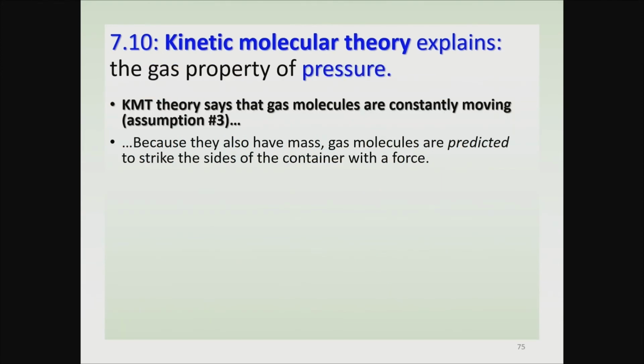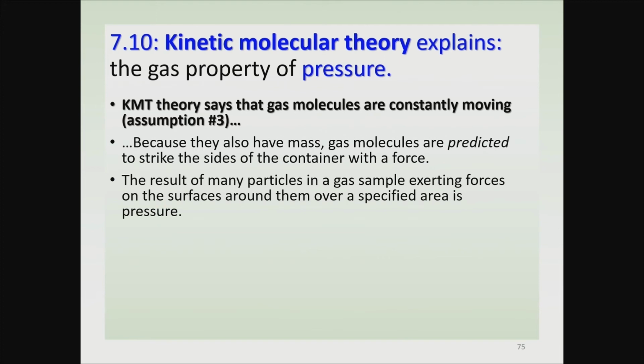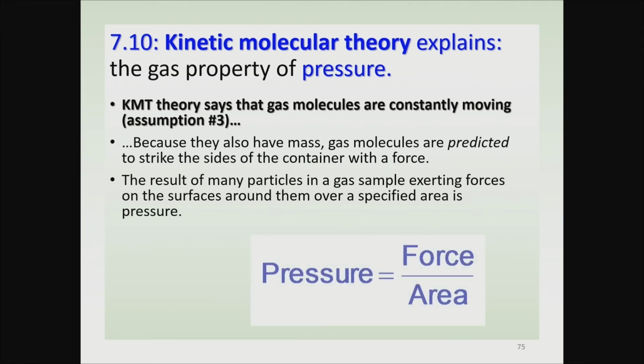So one of the postulates of kinetic molecular theory is that gas molecules are constantly moving around. As I recall, that's assumption number 3. Now we can make a prediction from this. Because gas molecules are always moving around, and because they individually have mass, we would predict that if they strike a surface, that surface is going to feel a force from those gas molecules. And so that force over a certain area is going to amount to a certain pressure that these gas molecules have. So in short, one of the postulates of KMT predicts that gases will have pressure.